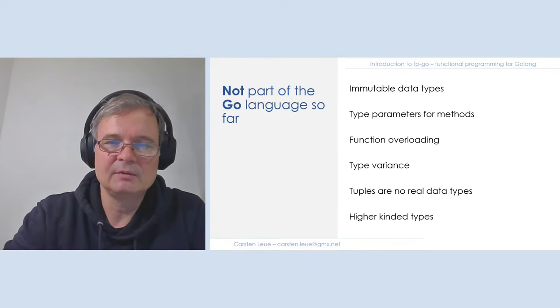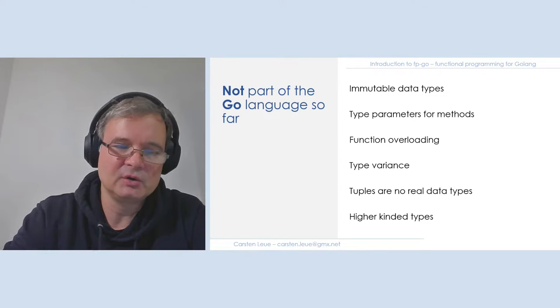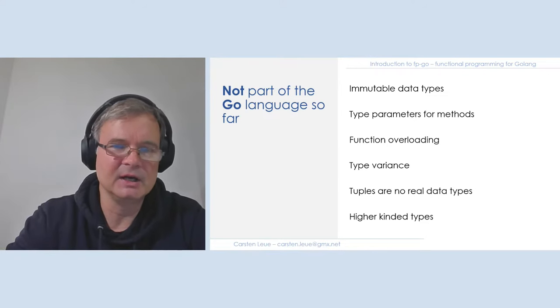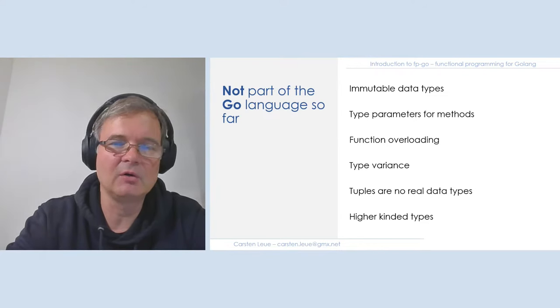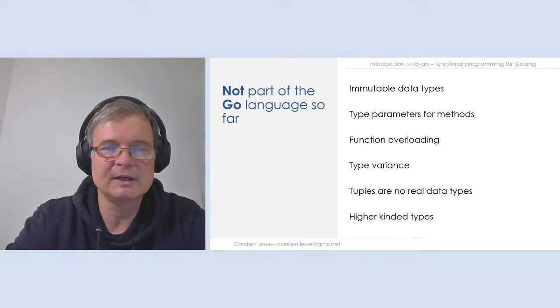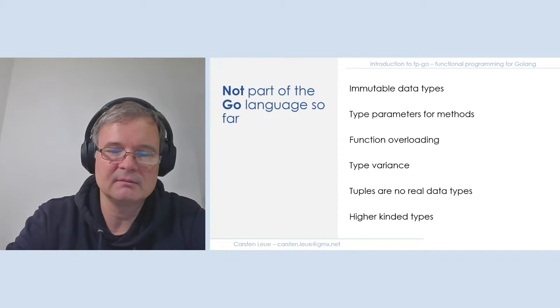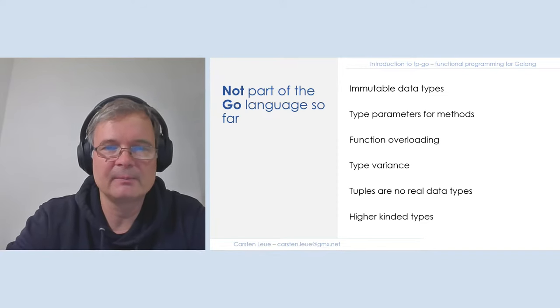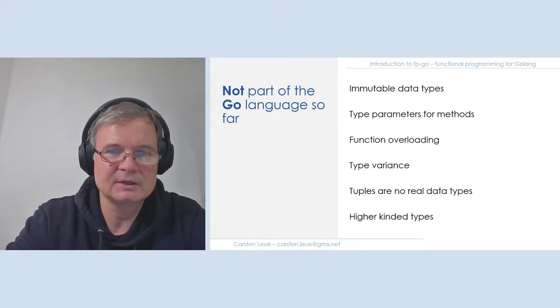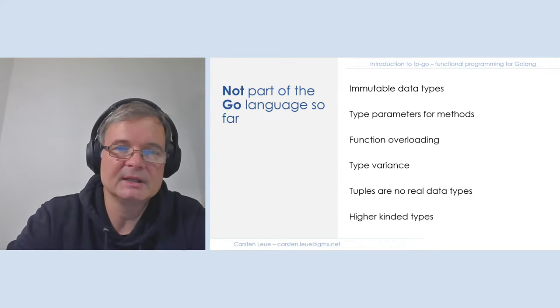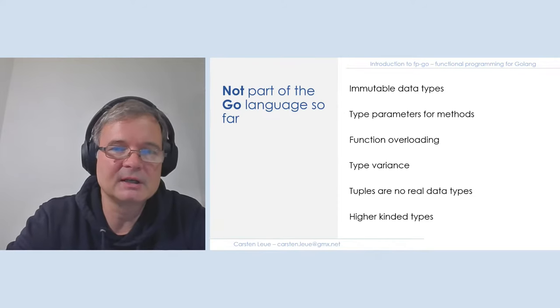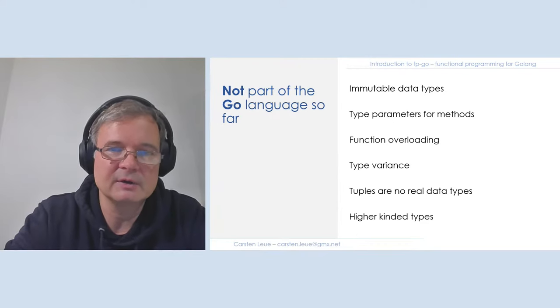The FPGo library in its implementation makes sure it never does mutation or never changes data structures. It will always create copies of data structures, hopefully in an efficient way, but it will never change data structures. But that is only by contract. There's no way to enforce that. It would be nice to have this in the language, but there is no const keyword. There's actually no way to do this.